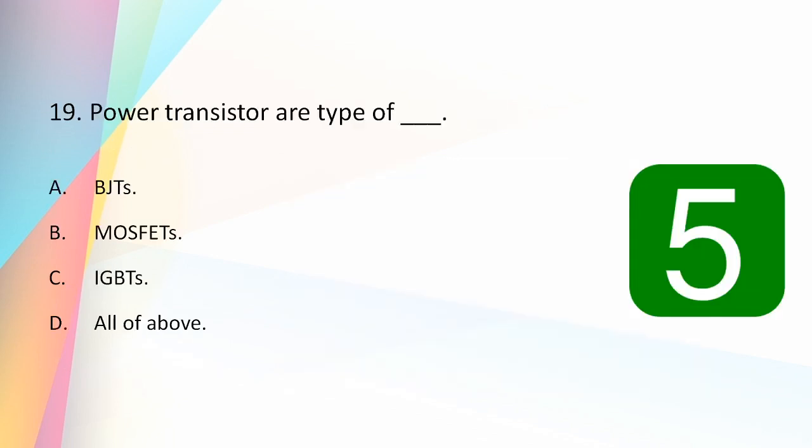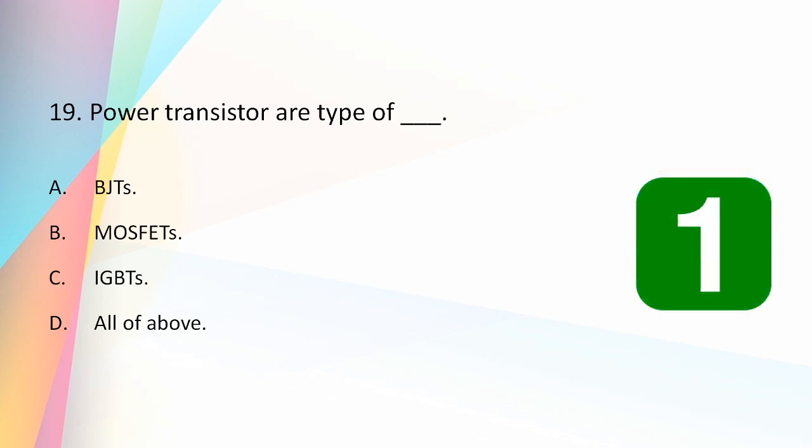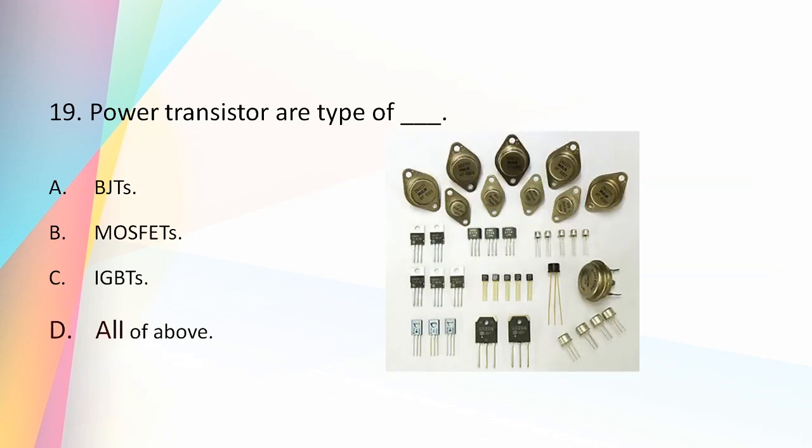Power transistors are types of BJTs, MOSFETs, IGBTs, all of the above. And the answer is all of the above. So power transistors are types of BJTs, MOSFETs, IGBTs, or even SITs.